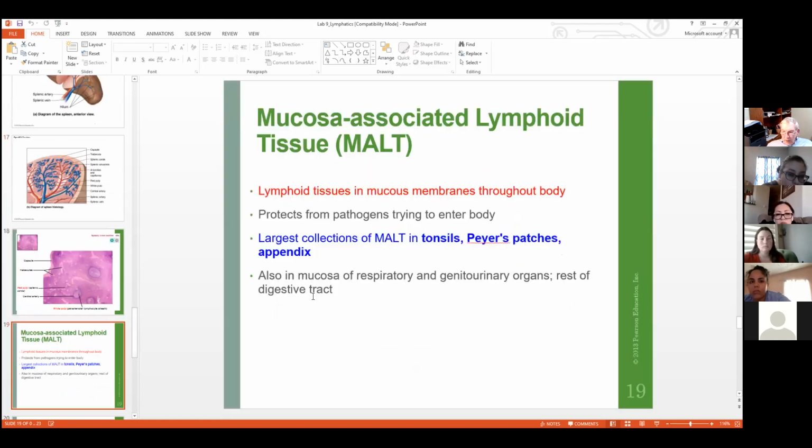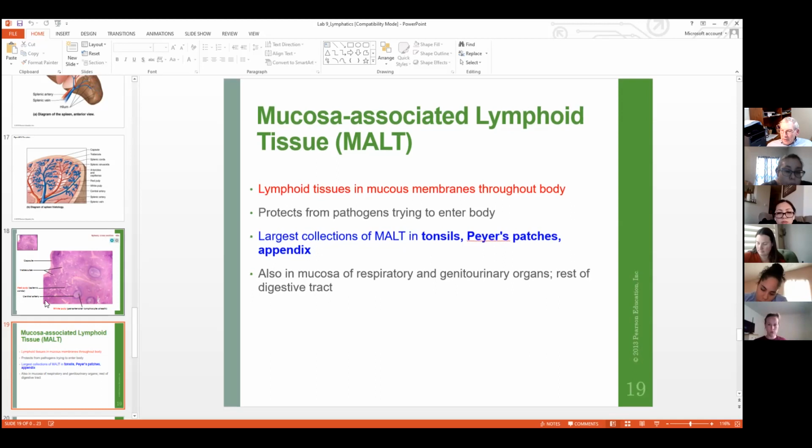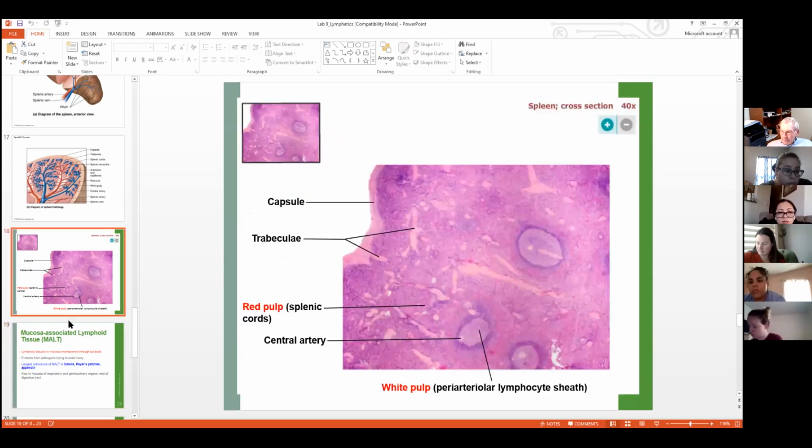Number 19, when we look at MALT, we've talked about this enough. I think everybody can tell what all is in MALT. Just be sure that you understand tonsils and appendix are also MALT. Peyer's patches is easily part of it because we think about the epithelial area.